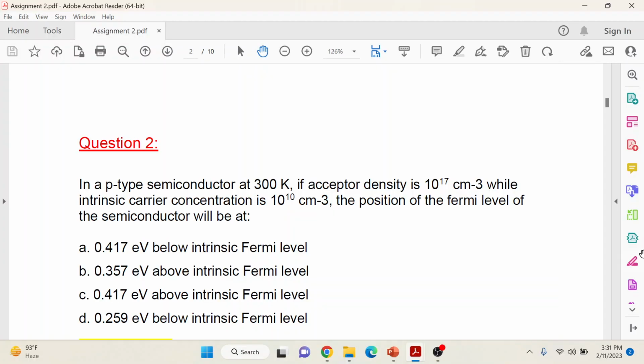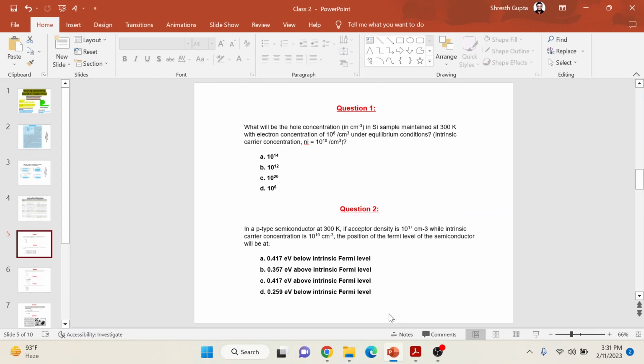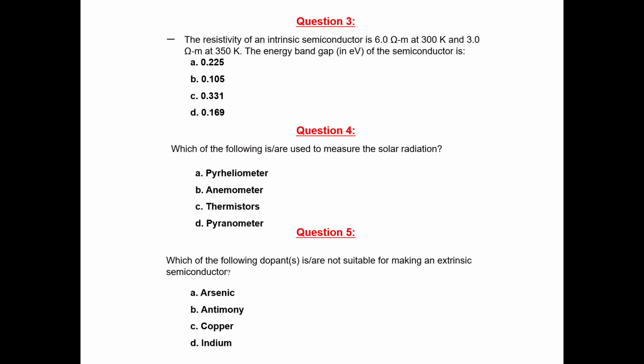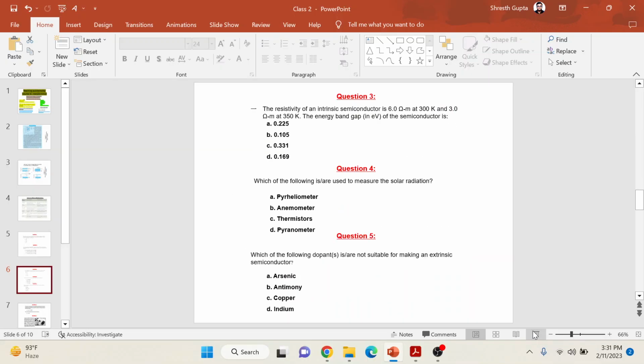Okay, now let's move to the next question, question number 3. Question number 3 is saying that the resistivity of an intrinsic semiconductor is 6 ohm meter at 300 Kelvin and 3 ohm meter at 350 Kelvin. The energy band gap in electron volt of the semiconductor is, options are A 0.225, B 0.105, C 0.331 and D 0.169.